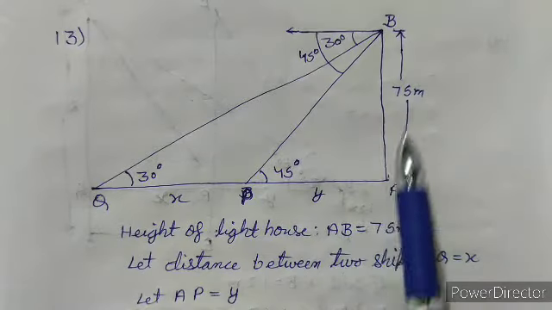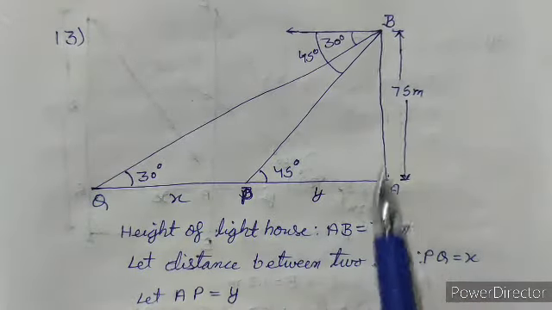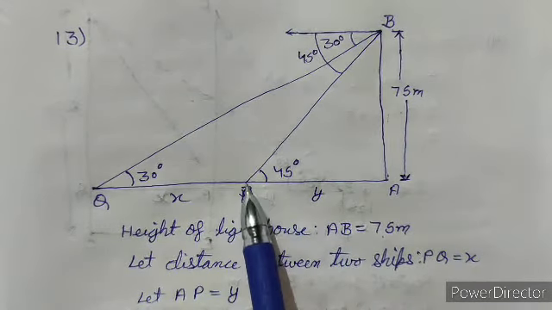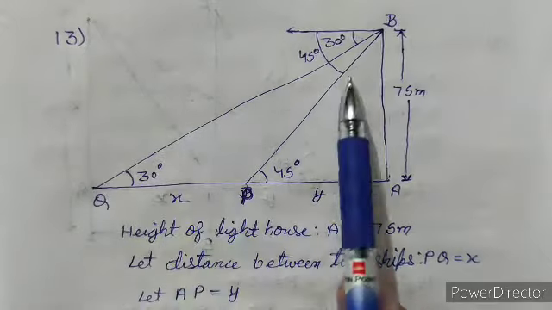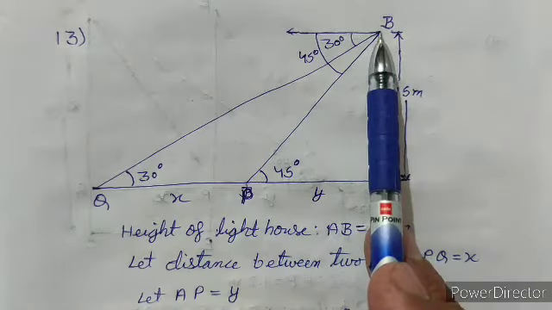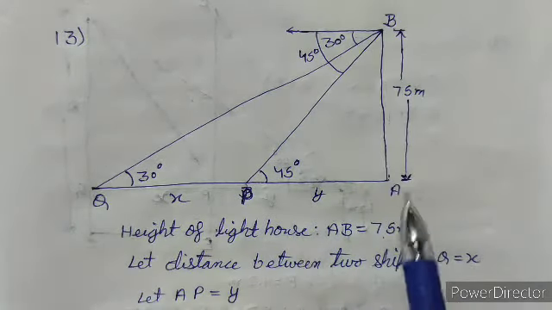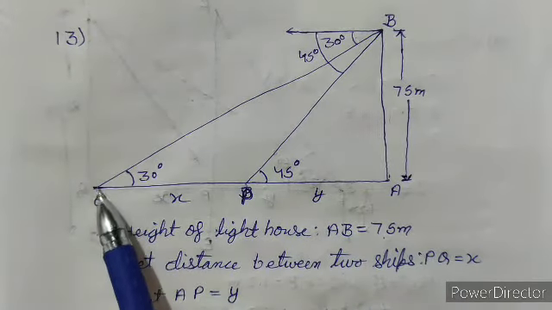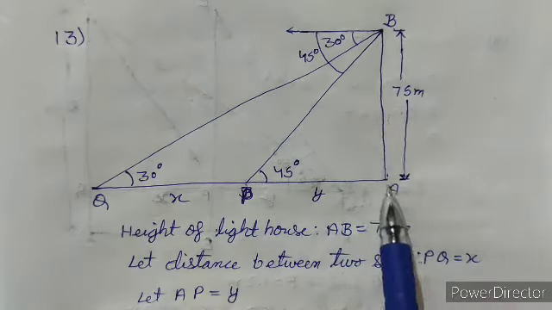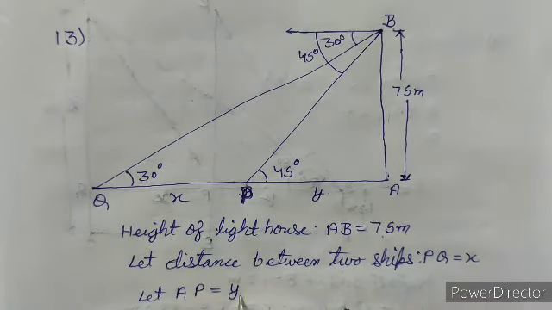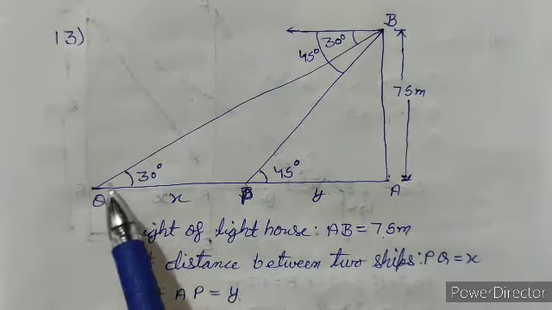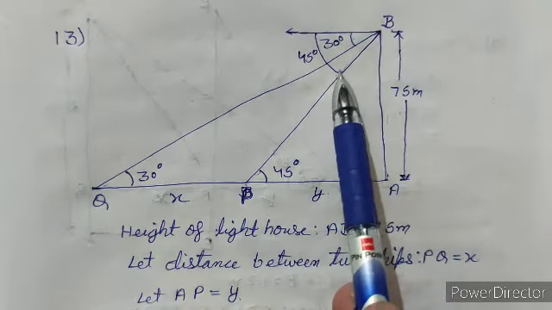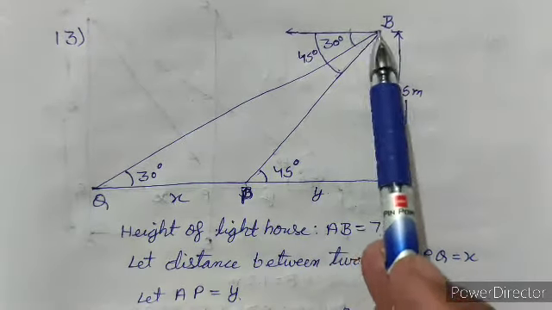Suppose the height of lighthouse, that is AB here, is 75 meter and the two ships are at point P and Q, which are being observed from the top of the lighthouse. Now let the distance between the two ships, which we have to find out, that is PQ here, be X, and let AP be equal to Y. Now these two ships are at the angle of depression 45 degree and 30 degree.